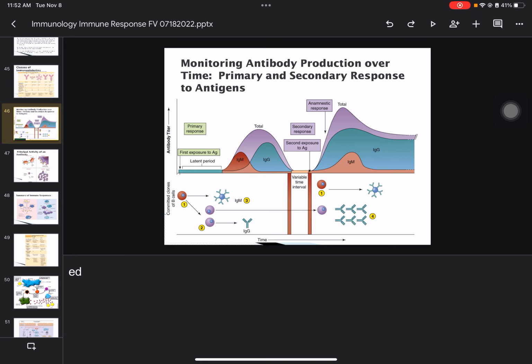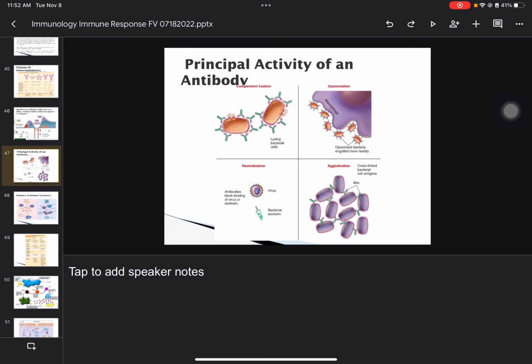So here's the last slide. Immunoglobulins can fix complement. That means that they can attack and destroy non-self, right? They are opsonins. That's the first time I've used that word, opsonin. That means it can surround the infectious agent so that the agent can't do anything, and therefore it's easily phagocytized, right? It can neutralize viruses and toxins, and it can form agglutination.